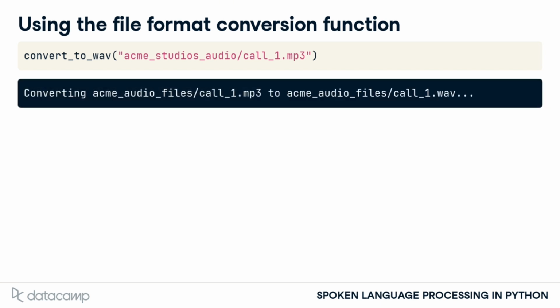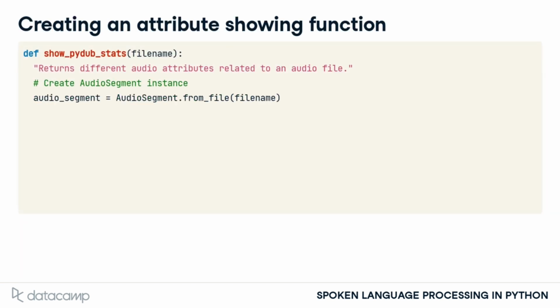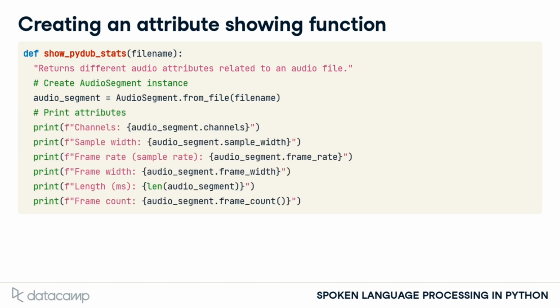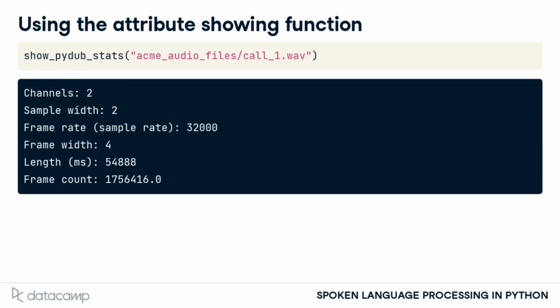Now, let's make one to define an audio file's attributes using Pydub. Show Pydub stats takes a file name of an audio file and imports it as an audio segment. It then prints a number of attributes such as number of channels, sample width, frame rate, and more. Since you're working with customer support calls, this will help, especially with files with different numbers of channels. If there are 2 channels, you might be able to split them and transcribe each speaker separately.